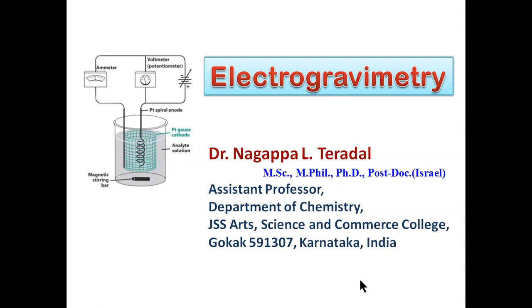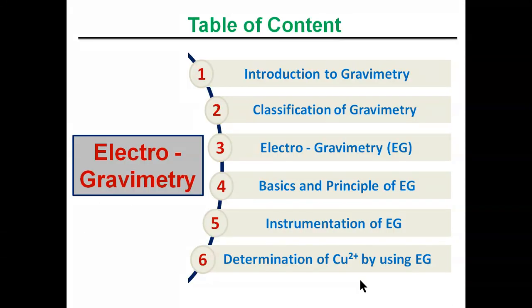So in the last video, we started discussing the electrogravimetry concept. We discussed a little on the introduction to gravimetry, and after that, how these gravimetric methods are classified. We discussed this in detail: what the gravimetric techniques are, the main classifications within gravimetry, and further the specific technique, electrogravimetry. In that we have seen the basics and principles of electrogravimetry.